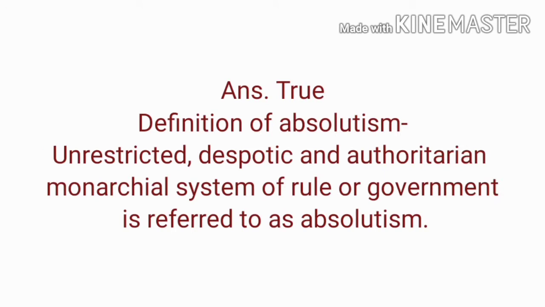Definition of absolutism. An unrestricted, despotic and authoritarian monarchical system of rule or government is referred to as absolutism. The monarch did not have any restriction. The kings had their own authority. Such a system of rule or government is referred to as absolutism.